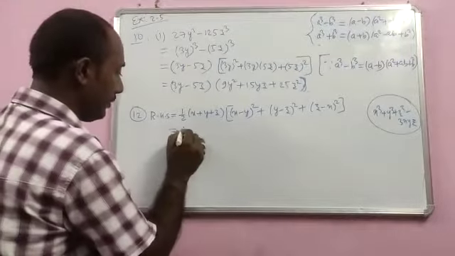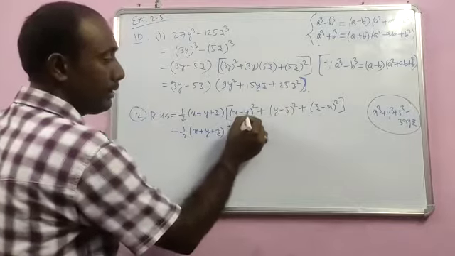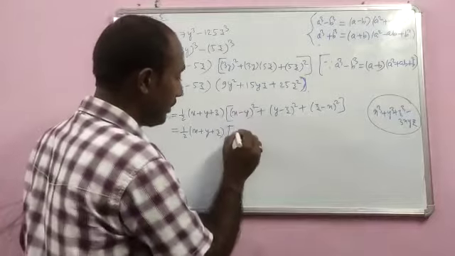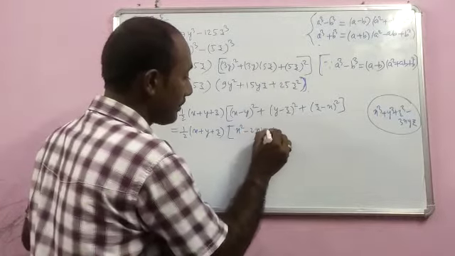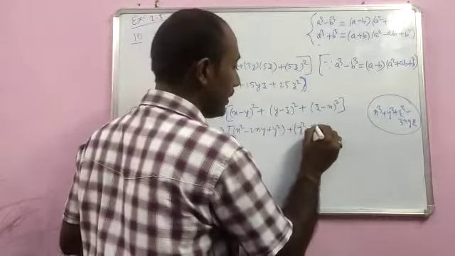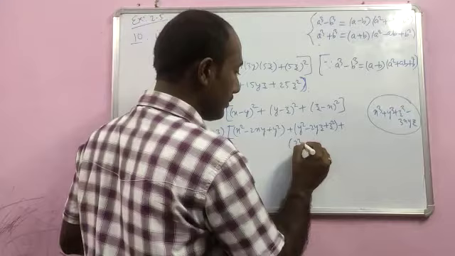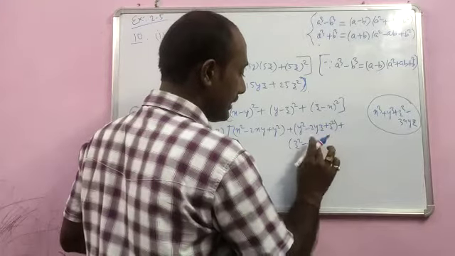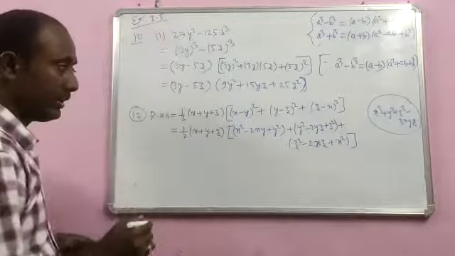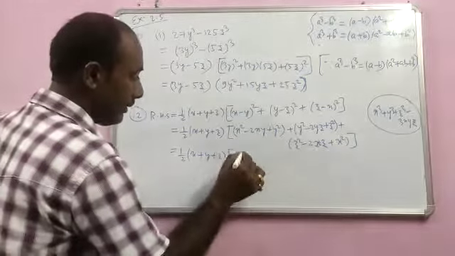So first what we will do, we will go for splitting this by use of the formula a minus b whole square. So this is x minus y whole square, so x square minus 2xy plus y square, plus y minus z whole square, y square minus 2yz plus z square, plus z minus x whole square, z square minus 2xz plus x square. Once you reach this, the next part is half x plus y plus z, and then we will simplify this.